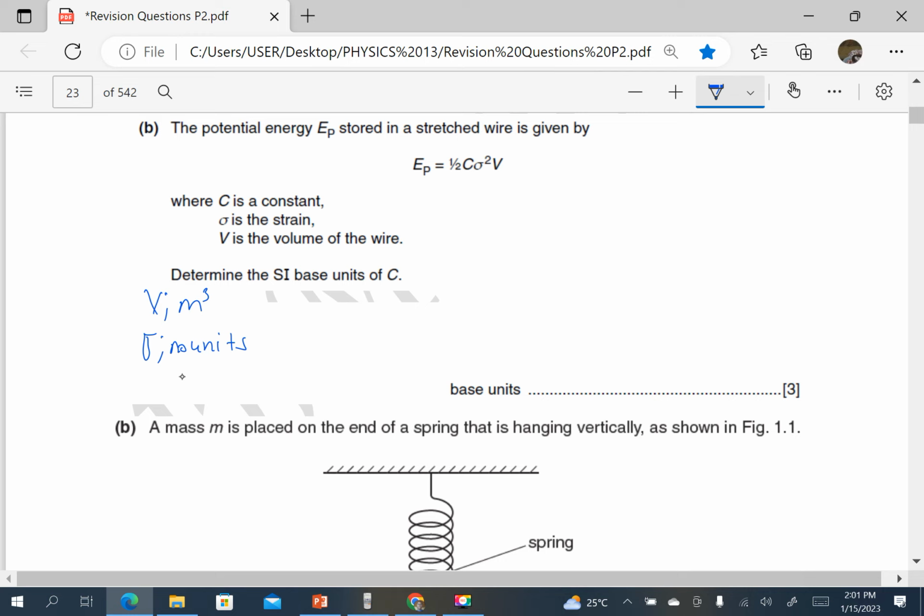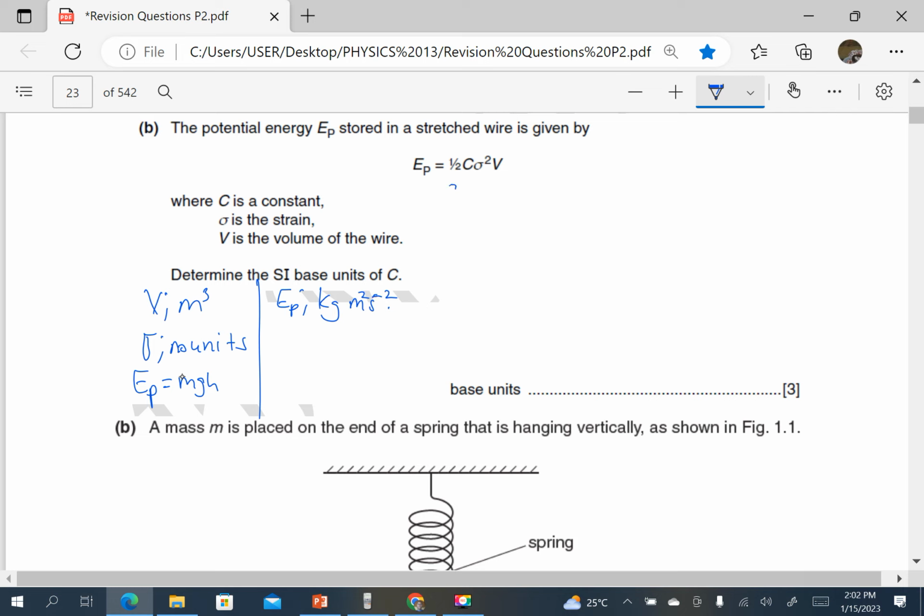And then we have potential energy, the potential energy stored. So potential energy can also be mgh. And that means the units of potential energy will be equal to m, which is kilogram, g, which is meters per second squared, times h, which is meters, making it kilogram meters squared per second squared.